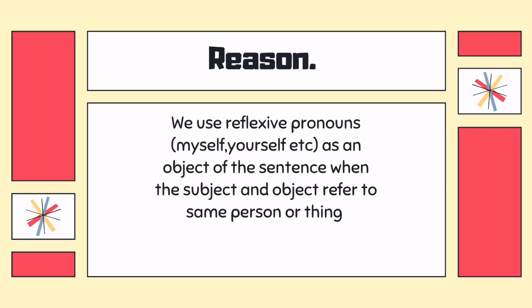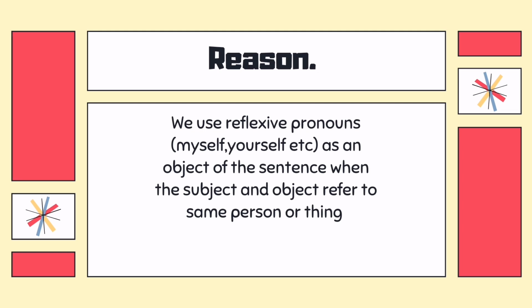The reason is we use reflexive pronouns like myself, yourself, herself, himself as an object of the sentence when the subject and object refer to the same person or thing. Means the subject and object are being used for the same person. In that case, we can use myself. I love myself, for example. But here in this case, we don't use myself. Instead, we only use I as a subjective case of pronoun, right?